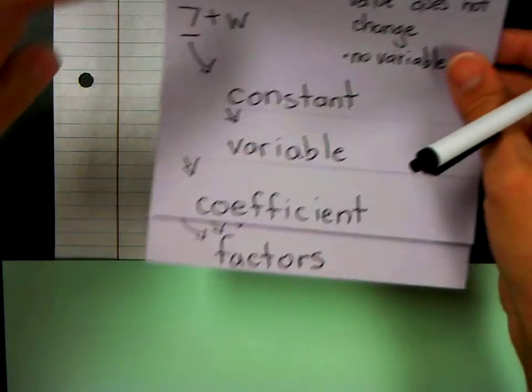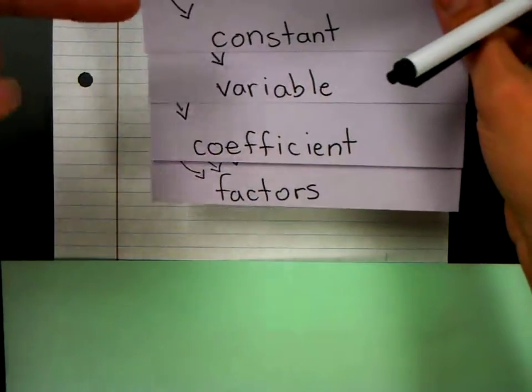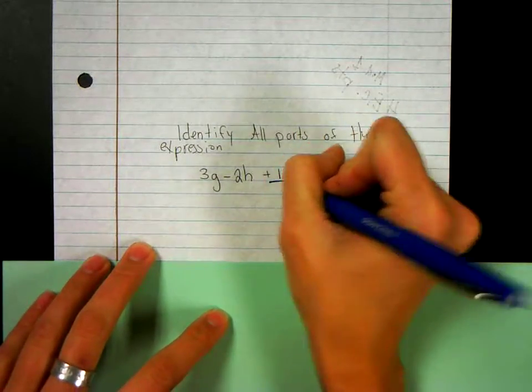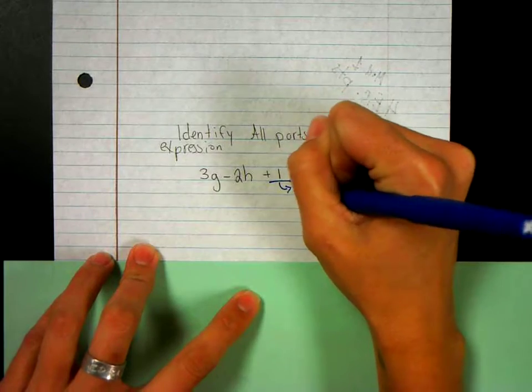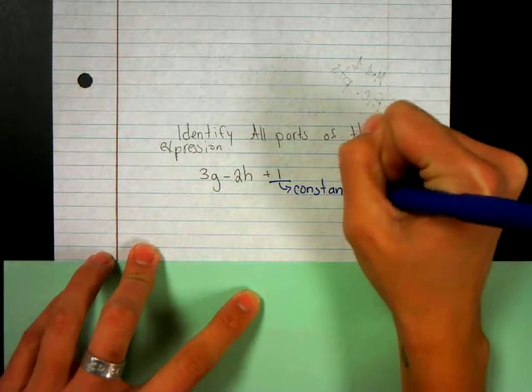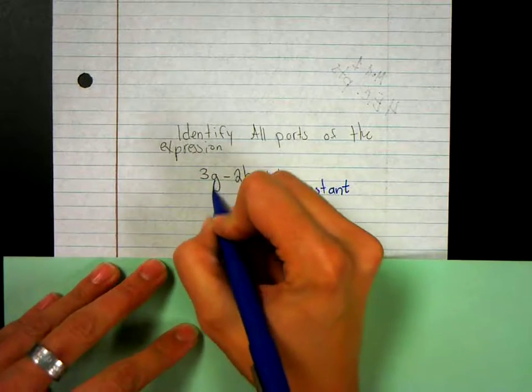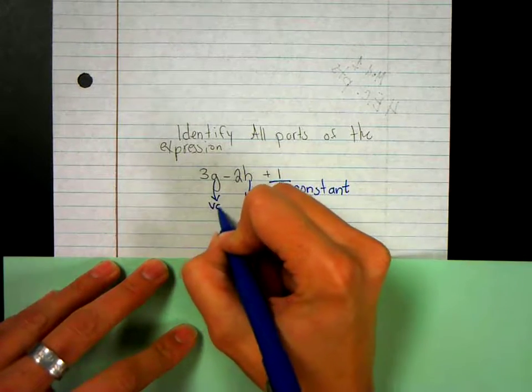I'm just going to go down the foldable here. So the first one is constant. We're looking for any number whose quantity is not going to change. There's also no variable attached to it. If I look here, the only constant I have is this plus 1. So that's going to be my constant. Variables, remember, are letters that represent an unknown value. So if I'm looking for any letters here, if I see any letters in my math problem, those are my variables. And I see two letters. I see G and I see H. So those are going to be my variables.